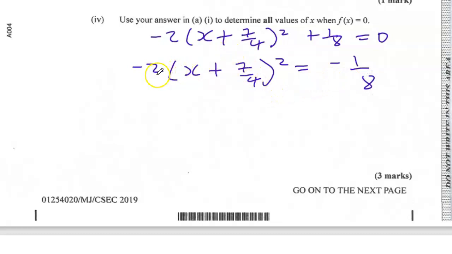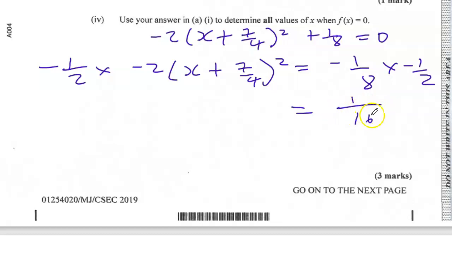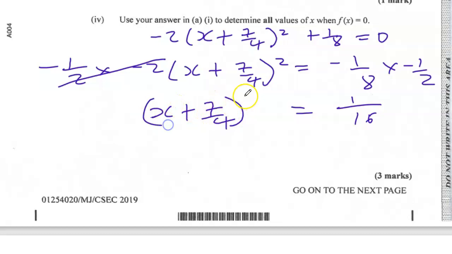And now we can, of course, divide both sides by minus 2, or you could say multiply both sides by minus a half. So the right hand side will give us positive 1/16. On the left hand side, that would be 1, so we're just left with x plus 7 over 4 all squared. We can take the square root of both sides, so we end up with x plus 7 over 4 equal to plus or minus root 1 over 16, which is a quarter. So plus or minus a quarter.